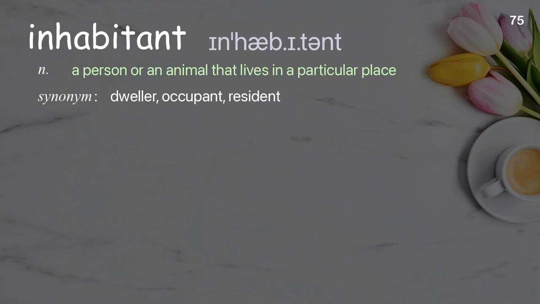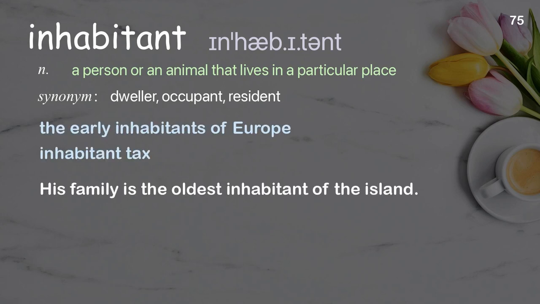Inhabitant: a person or an animal that lives in a particular place. Examples: the early inhabitants of Europe, inhabitant tax. His family is the oldest inhabitant of the island.